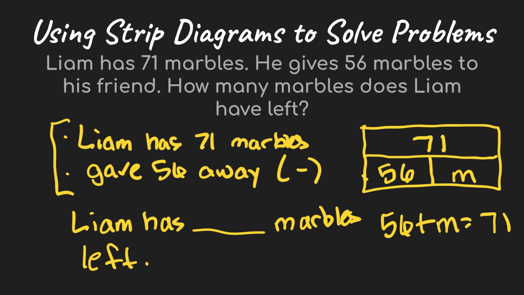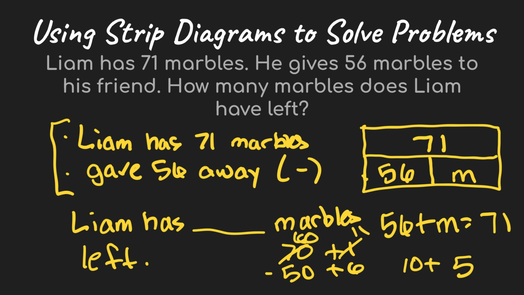And you could do that however you want. I'll do expanded form. 70 plus 1 minus 56. I have to regroup, so this becomes an 11 and this becomes 60. 11 minus 6 is 5. 60 minus 50 is 10. So we think he has 15 marbles left.